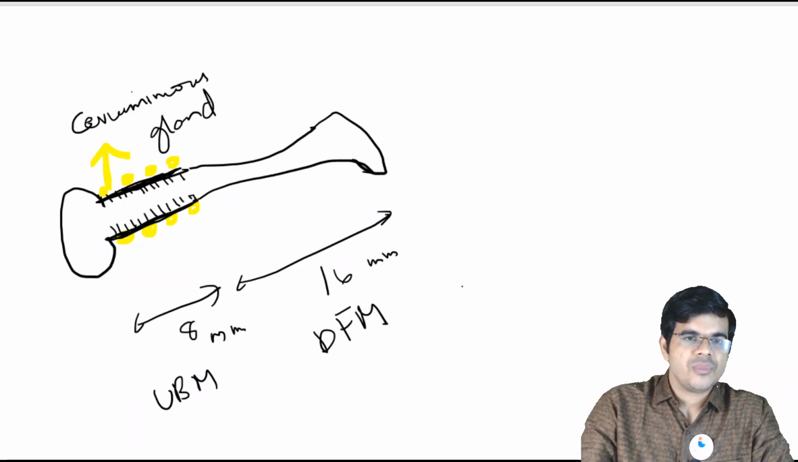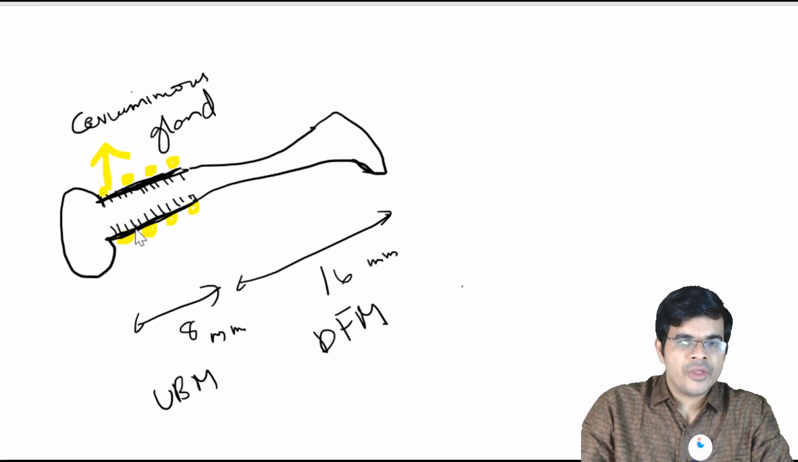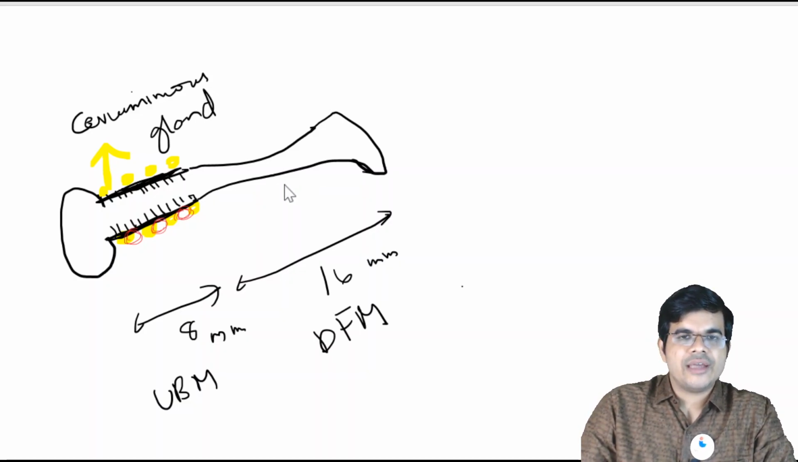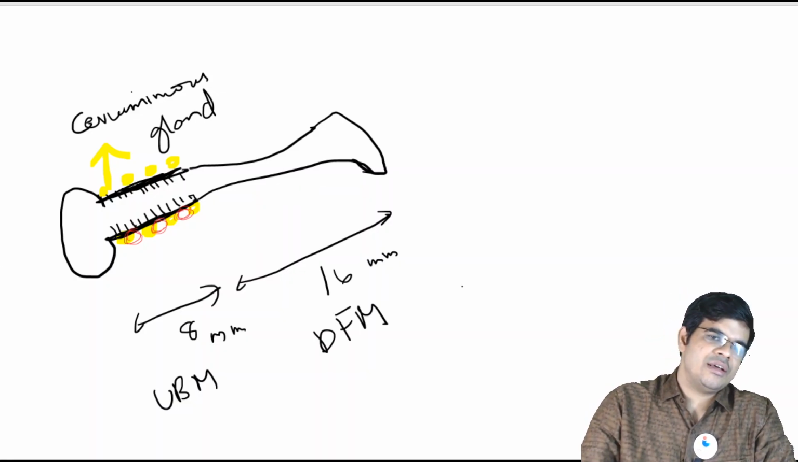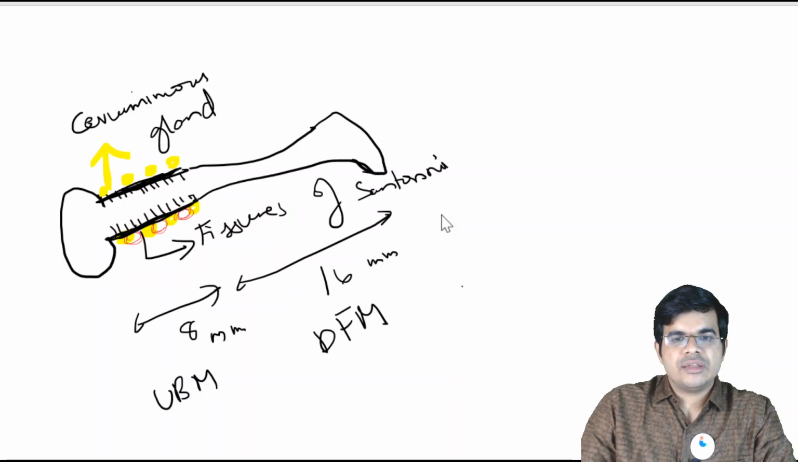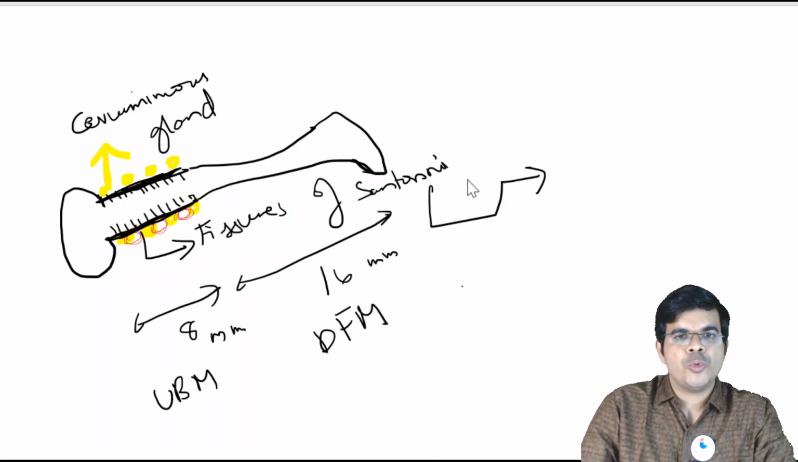Okay, now you also have some fissures. Fissures on the floor of the cartilaginous external auditory canal. What is that? It is the fissures of Santorini. What are these fissures of Santorini? They are seen in the floor of the cartilaginous EAC, and they help in the spread of infection from the external auditory canal to the skull base as well as the parotid.